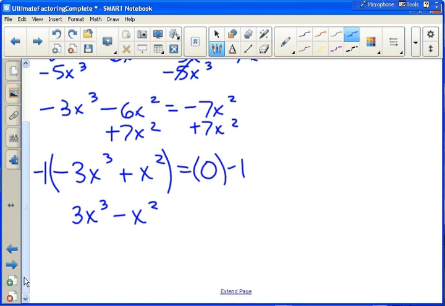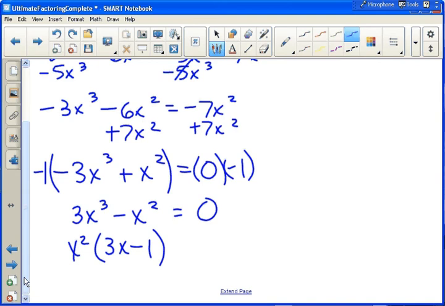So I've done step 1 and I've done step 2. I've set it equal to 0 and I've made sure my biggest exponent has a positive coefficient. Step 3 is take out the greatest common factor. Both of those have an x squared, leaving me with 3x minus 1. And that's actually as far as I can factor it. There's nothing more to do. So I can at this point set both pieces equal to 0.